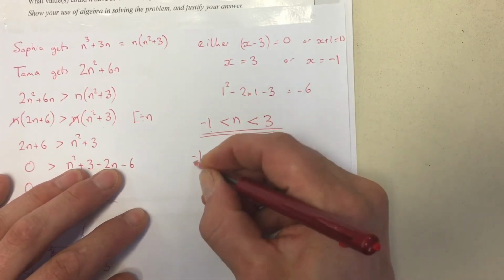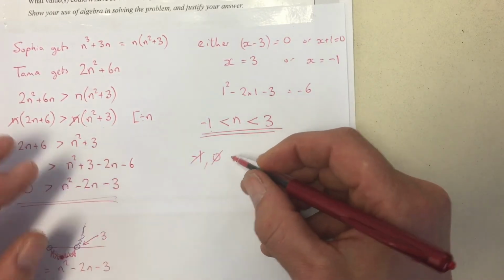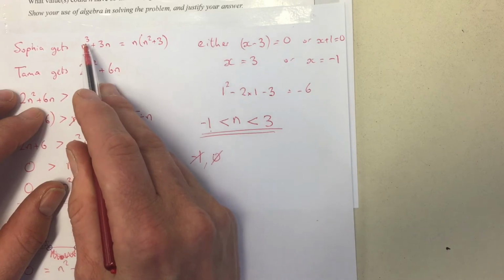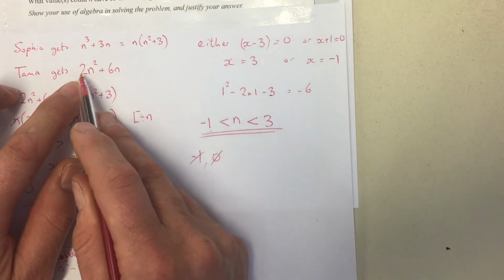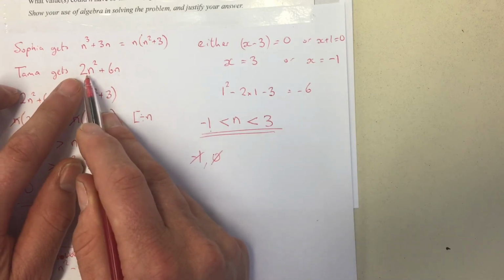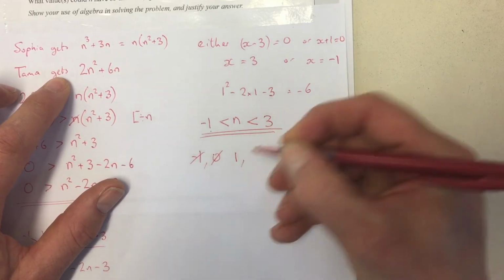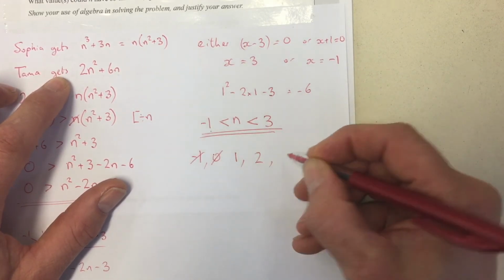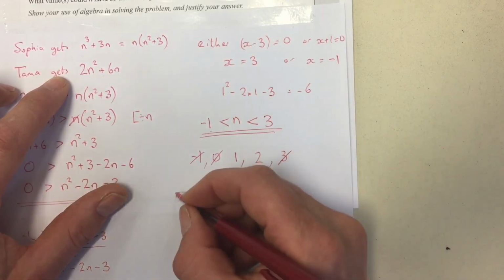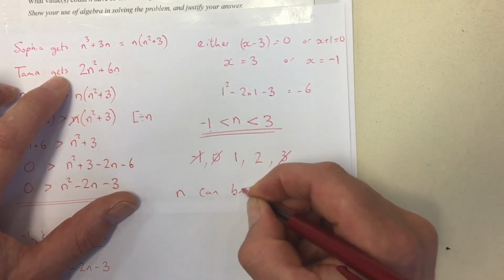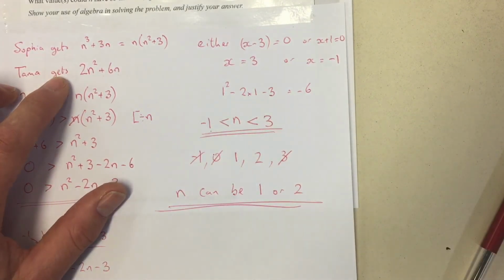So we know that -1 didn't work. We know that 0 didn't work. Okay. What about 1? Well, 1 cubed is 1 plus 3, that's 4. 1 squared times 2. So Tama's getting more fidget spinners, so I know that 1 and 2 will both work, and we know that 3 didn't work because it must be less than 3. So n can be 1 or 2, and there is my final answer.